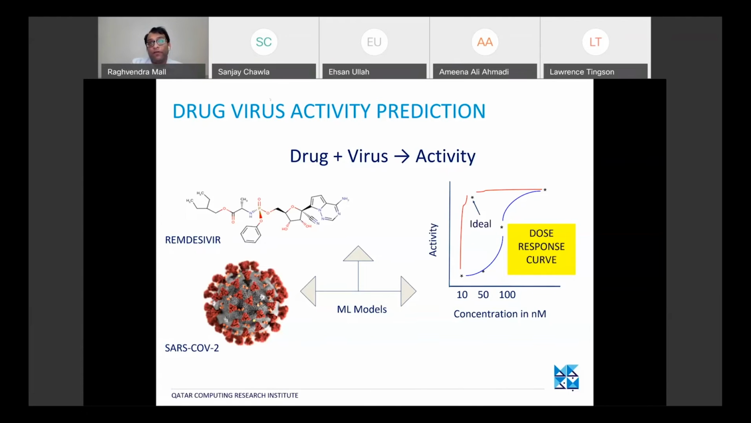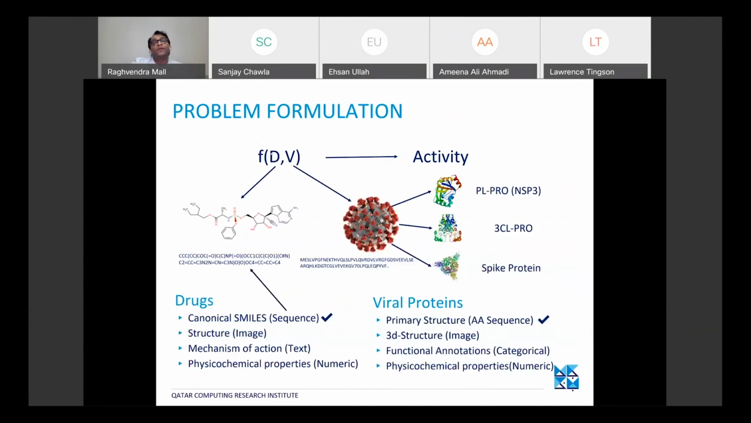This particular framework can be used for machine learning techniques. Machine learning techniques allow you to model this, and how they allow you to do this will be explained in the next few slides. So our problem formulation is that we want to estimate a function: given a drug and a virus, we want to learn the activity. And why will this work?